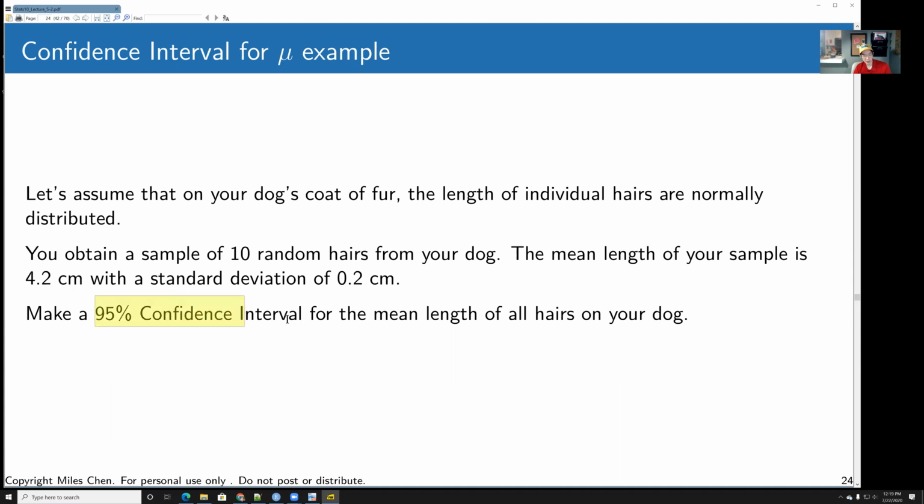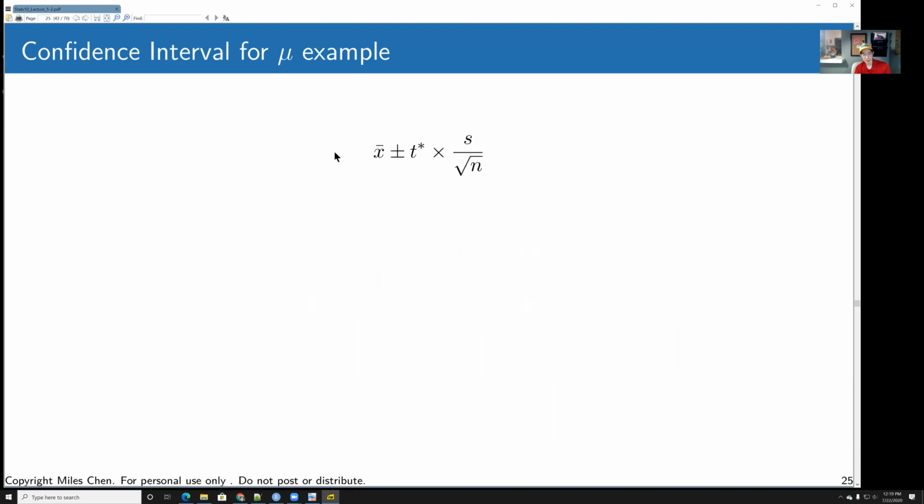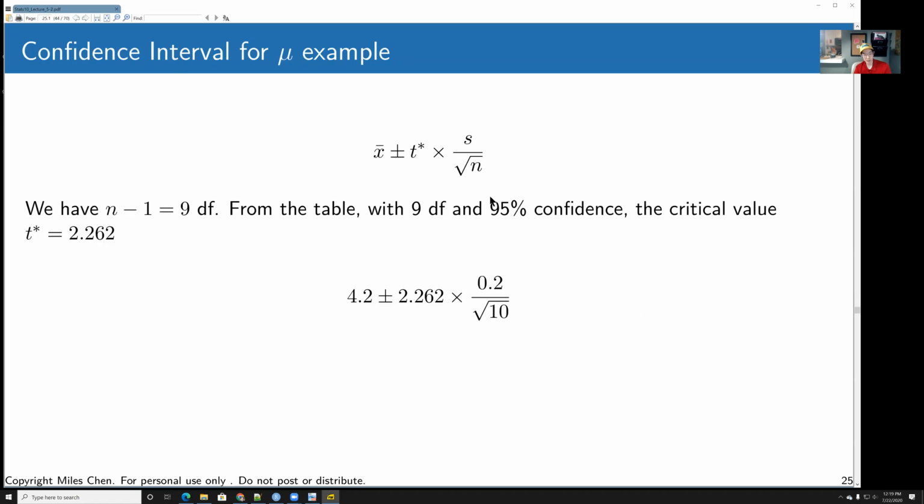So we're gonna make a 95% confidence interval for the mean length of all hairs on your dog, right? So we're going to make a confidence interval for mu. That's what we want to do. Okay, so it's just a matter of plugging in the right numbers. Okay, so we've got x bar, we've got t star, and this. So we have 9 degrees of freedom, right? We've got a sample of 10 hairs. So I do n minus 1. I've got 9 degrees of freedom.